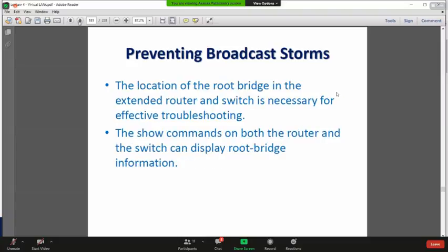You know how to pick the root bridge. Location of the root bridge in the extended router and switch is necessary for effective troubleshooting. So anyway, once the root bridge is in the center, whatever the management stuff becomes much more convenient. That is the point raised in the first. Switch is necessary for effective troubleshooting.